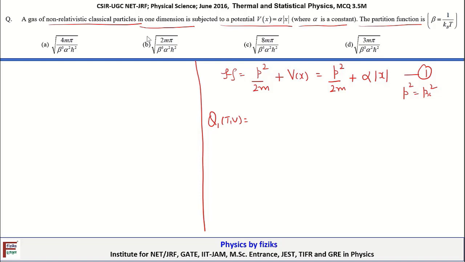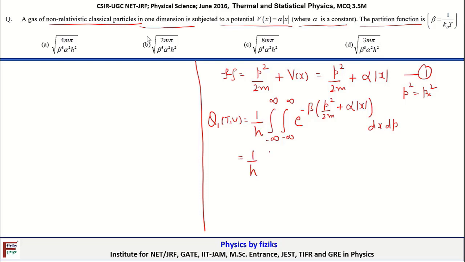that is equal to 1 by h, and then the second integral from minus infinity to infinity, exponential minus beta times the Hamiltonian. Then I will substitute the Hamiltonian directly, which is p square by 2m plus alpha mod x, and then the variables dx dp.